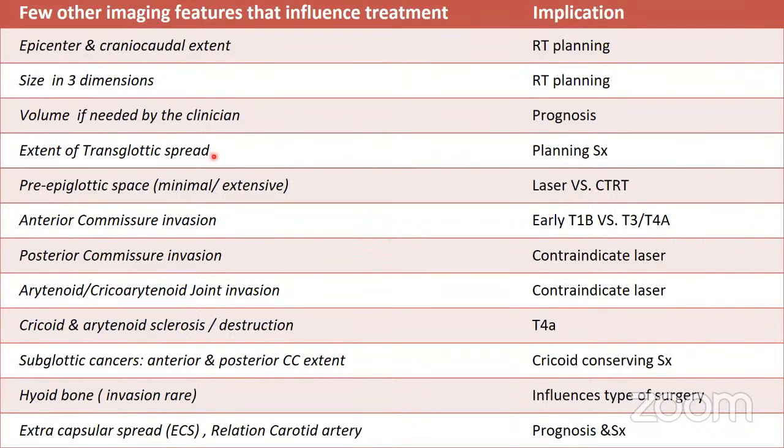Again, transglottic spread of the disease or spread into the preepiglottic space, these are again the factors guiding the type of management the patient would receive. If there's anterior commissure involvement, it might look like an early T1, but it could be a T3 because you've missed a subtle cortical erosion or thyroid cartilage invasion. And in such cases, MR is quite helpful in accurate staging.